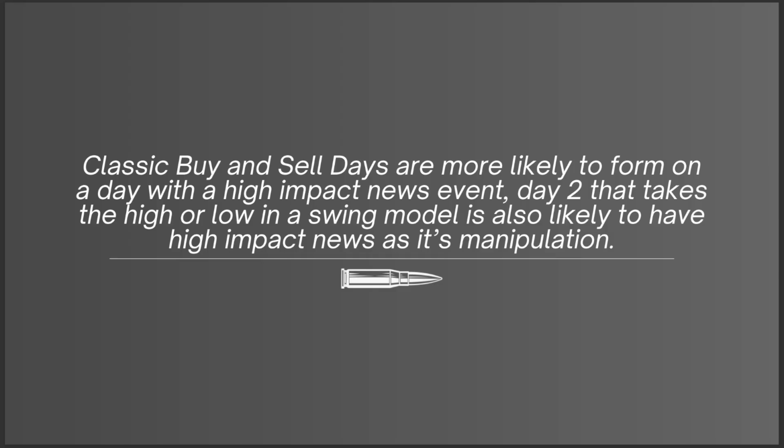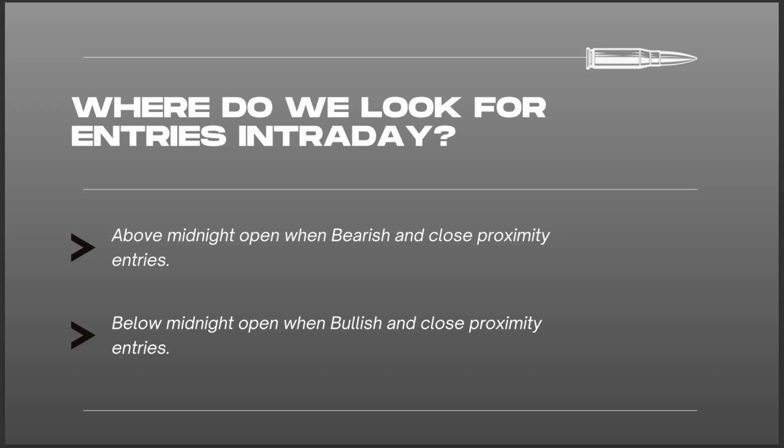A classic buy and a classic sell day are more likely to form on a day with a high impact news event. So day 2 that takes the high or low in a swing model is also likely to have high impact news as its manipulation. So where do we look for entries intraday?